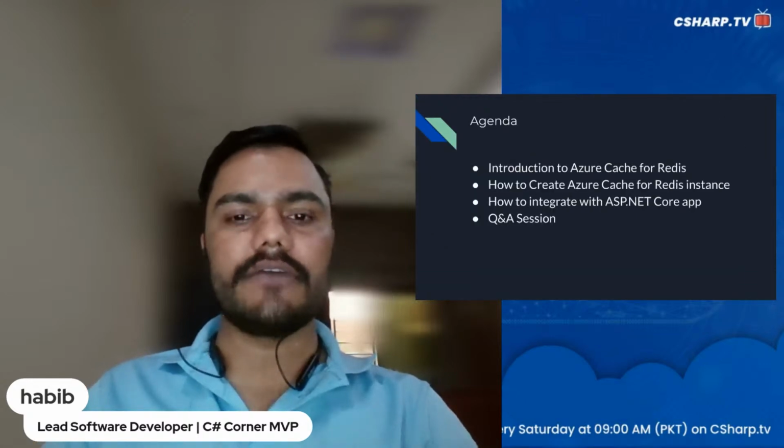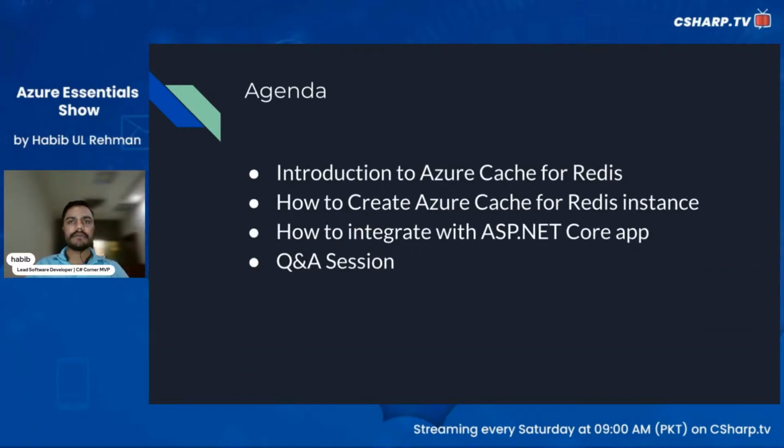This is the agenda of our session. First of all, we will talk about Azure Cache for Redis, and then we will talk about a few key concepts of Azure Cache for Redis: what is Azure Cache? What is Redis? And then we will go to the Azure portal where we will create an Azure Cache for Redis instance, and then we will integrate that into an ASP.NET Core application. And at the end, we will have a Q&A session.